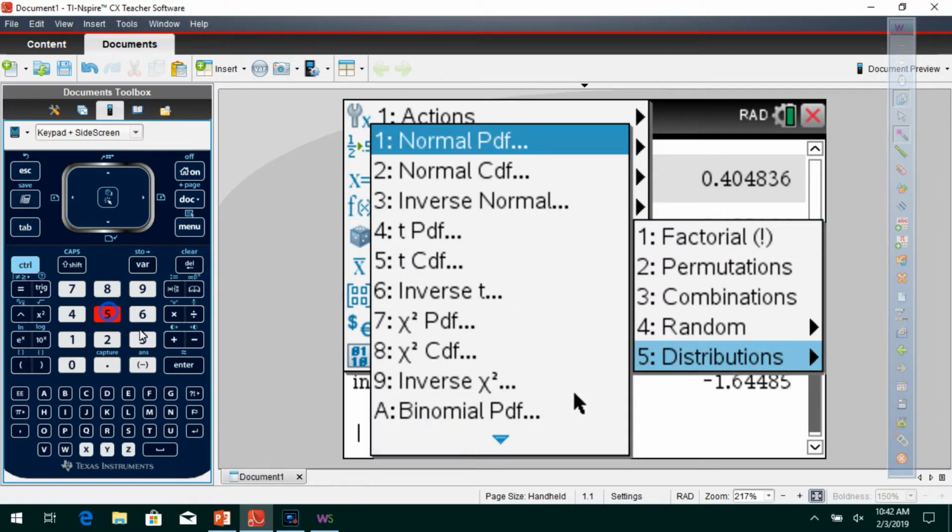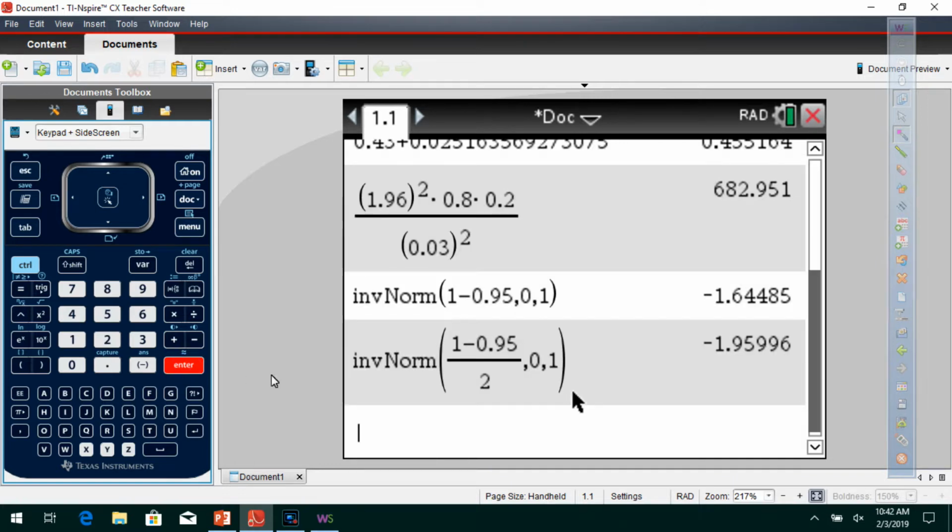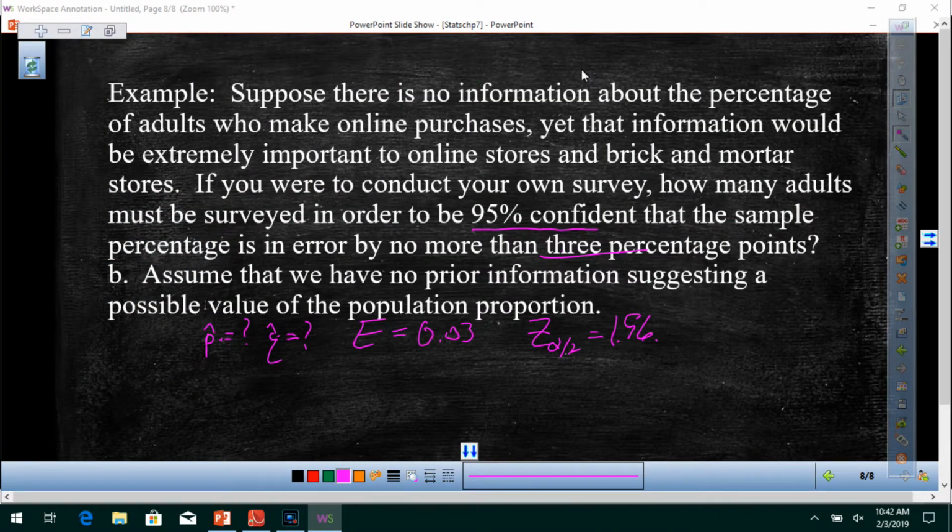Menu 553. What do we got? Open parentheses, 1 minus 0.95, close parentheses, divide by 2. Try that. 1.96. All right, I know it says negative, but remember, if this is negative 1.96, this over here is 1.96. Okay, it is symmetric. All right, good.